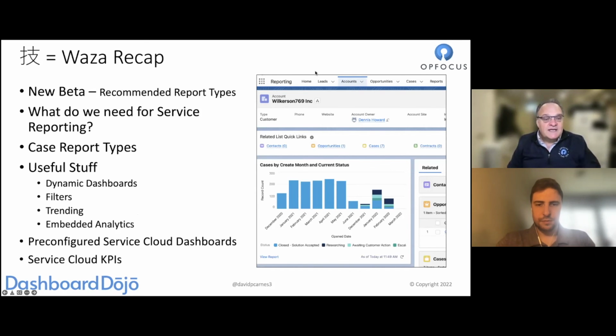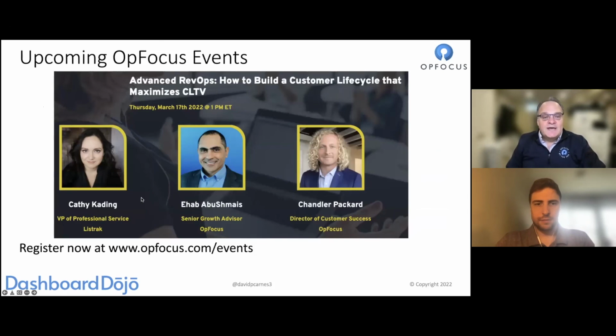I really think we've set the stage to do another session and see more examples. So we talked about the new beta feature called recommended report types. We talked about what we need to do for service reporting. We talked about case report types, both standard and custom. I talked a little bit about useful stuff. We talked through the pre-configured Service Cloud dashboards, and we talked about some Service Cloud KPIs, not APIs.